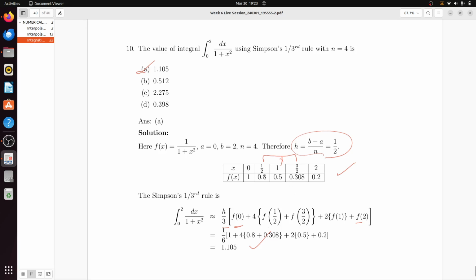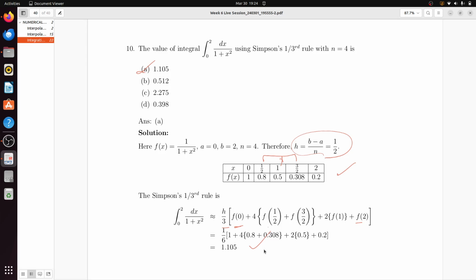So what will be the corresponding values? They will be 1, 0.8, 0.5, 0.308 and 0.2. And you know how to use Simpson's one-third rule. So first h by 3, that is half by 3, 1 by 6, times f0 plus 4 into f of half plus f of 3 by 2, plus 2 into f of 1, plus f of 2. Then 1 plus 4 into 0.8 plus 0.308 plus 2 into 0.5 plus 0.2 is equal to 1.105. So that will be the final answer. I am giving you 2 to 3 minutes.